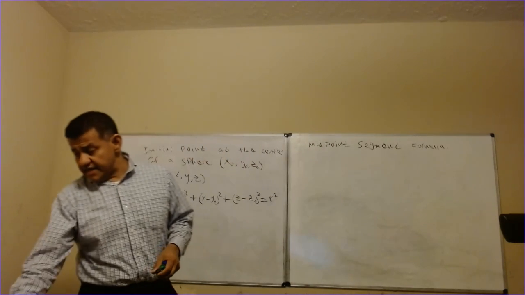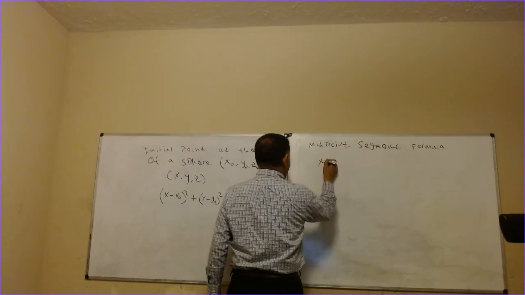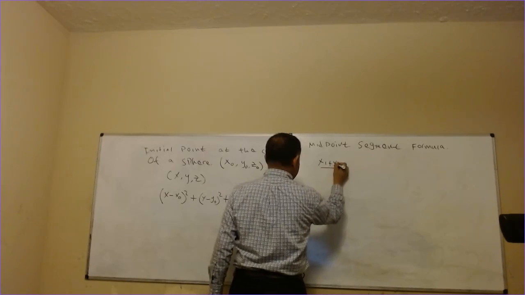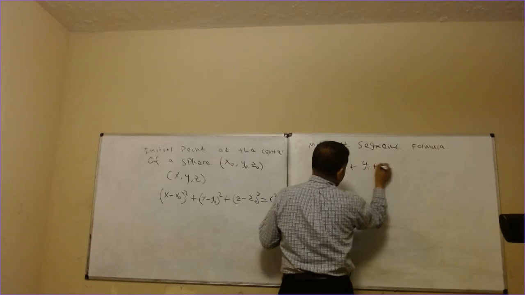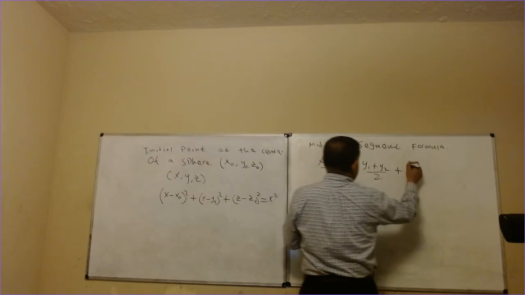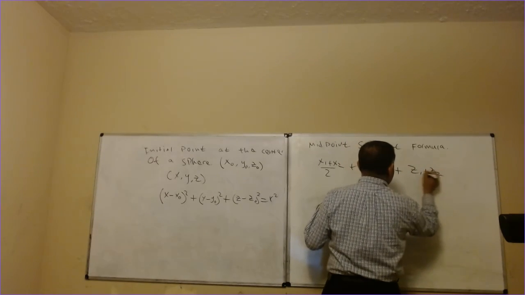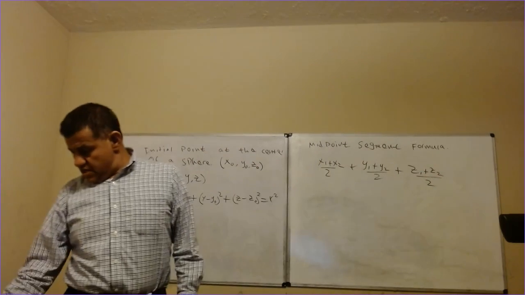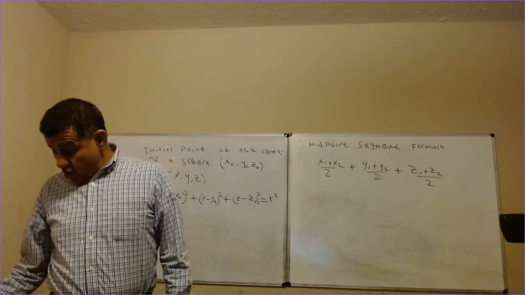So in this case, we have x1 plus x2 over 2, plus y1 plus y2 over 2, plus z1 plus z2 over 2, right? And that is the midpoint segment formula. Okay.